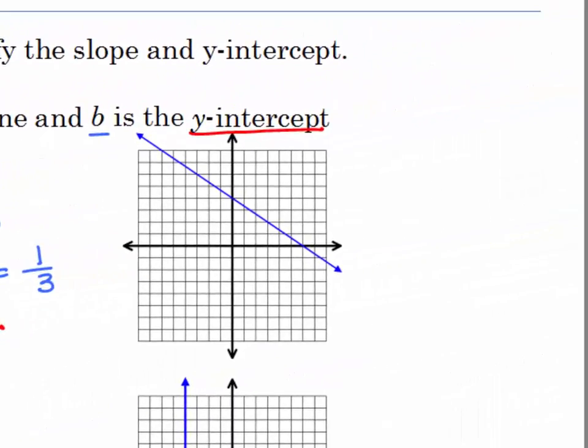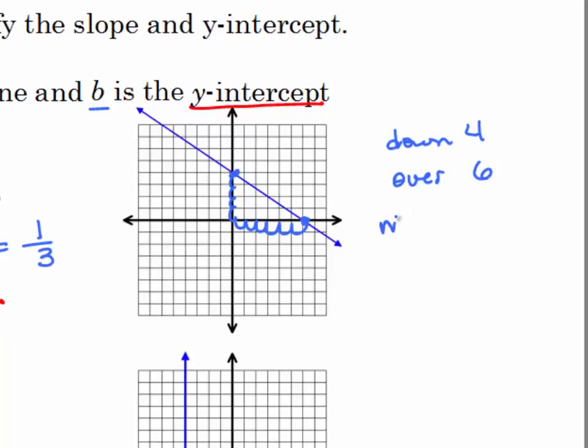Let's look at this next one. Okay, so let's say I pick this point and I want to end up here. Let's see, 1, 2, 3, 4. So I went down 4, but then I went over to the right 1, 2, 3, 4, 5, 6. So the slope down 4, that would be negative. And when I went over 6, I went to the right, which is positive. So the slope is -2/3.